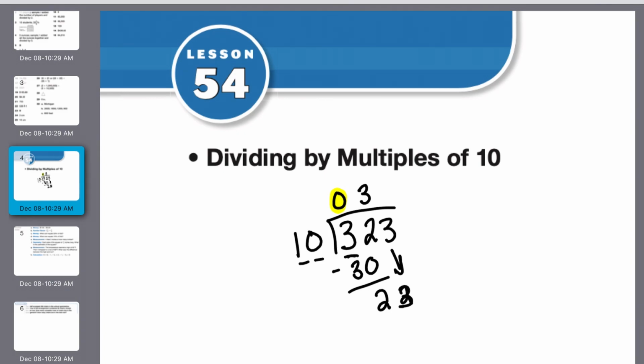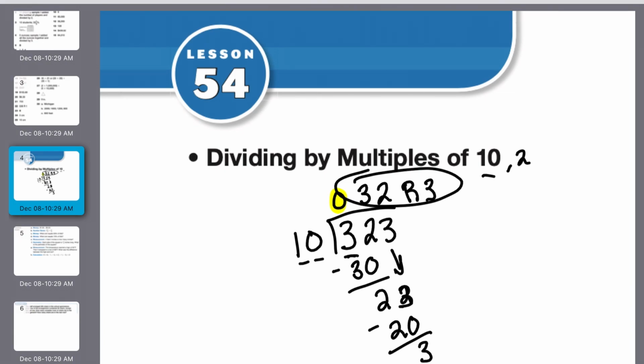23 now divided by 10 goes into that twice, minus 20. 3 left over. So you have 32, remainder 3 as your answer when dividing by 10. And this is the same for any multiples of 10. So 10, 20, 30, so on and so forth.